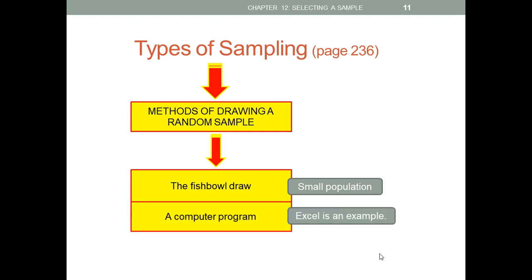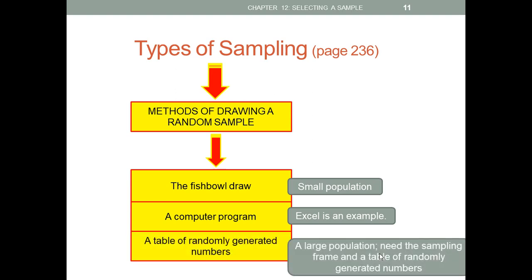A second method of taking a random sample is to use a computer program. There are so many computer programs out there that allow us to generate a random sample. Excel is a classic, a good example of software that allows the researcher to randomly generate a sample. And the third method of taking a random sample is to use a table of randomly generated numbers.